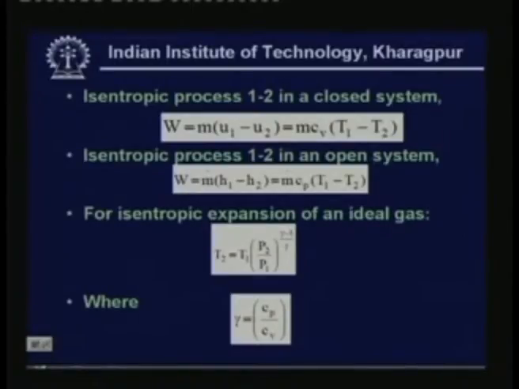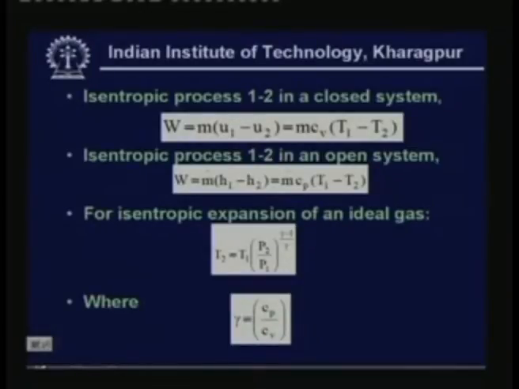internal energies at the beginning and at the end of the process, T1 and T2 are the temperatures at the beginning and end of the process, and Cv is, as you know, the specific heat at constant volume. Since W is positive, U1 is greater than U2, so obviously T1 will be greater than T2. This is a typical equation for an isentropic process of a closed system. Of course, you can derive this very easily by applying the first law of thermodynamics to a closed system.